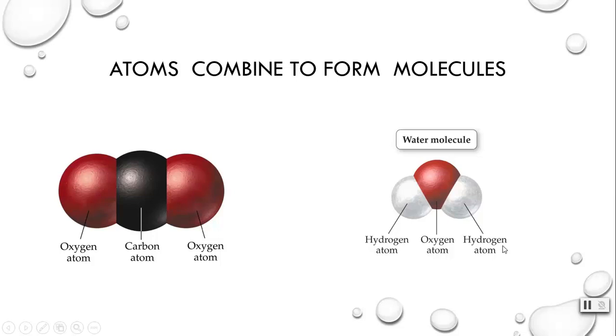And how we show that in terms of a chemical formula, numbers and types of atoms, we'll talk about later. Just know for right now that atoms, when they get together and have a party and make more complex substances, those substances are called molecules.